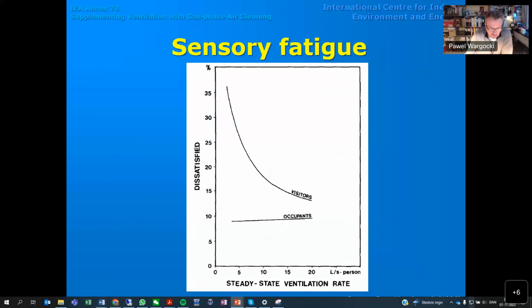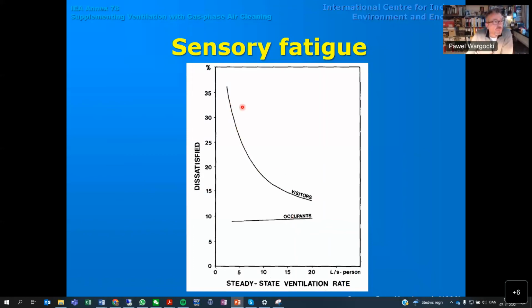And this is best illustrated by this study, which showed how the visitors to the space assess the air quality and how the occupants do, depending on the ventilation rate. So basically, if you stay in the room for long, you will not be able to distinguish the difference, but the difference is there if you only take the first impression.